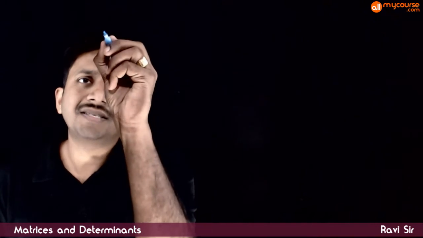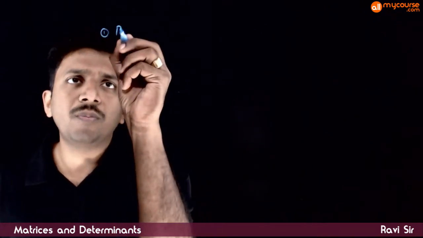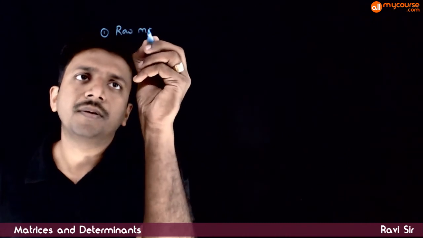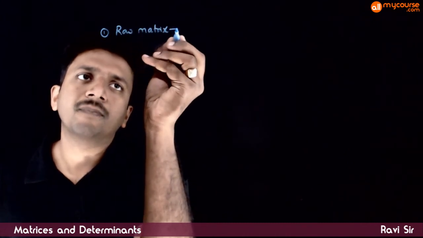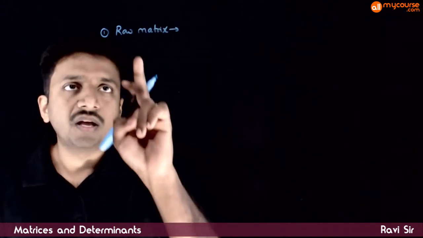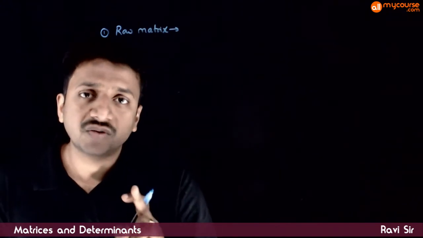In this video, let us look at different types of matrices. The first type that we're going to look at is called a row matrix. What is a row matrix? A row matrix is a matrix which has only one row.